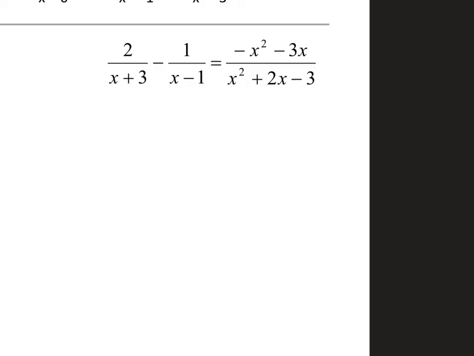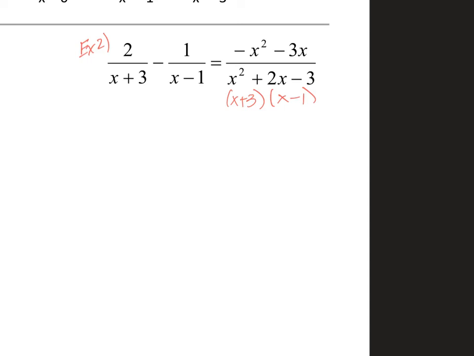All right, let's do example 2 here. Okay. Example 2. So remember, first step, you have to factor the denominators. Well, the only one that we can factor here is this denominator here on the right-hand side of the equal sign. So that would be x plus 3, x minus 1, right? Okay, so now all of them are factored.